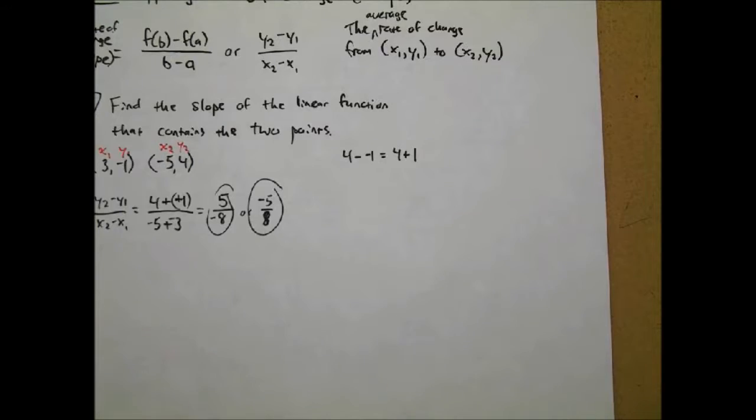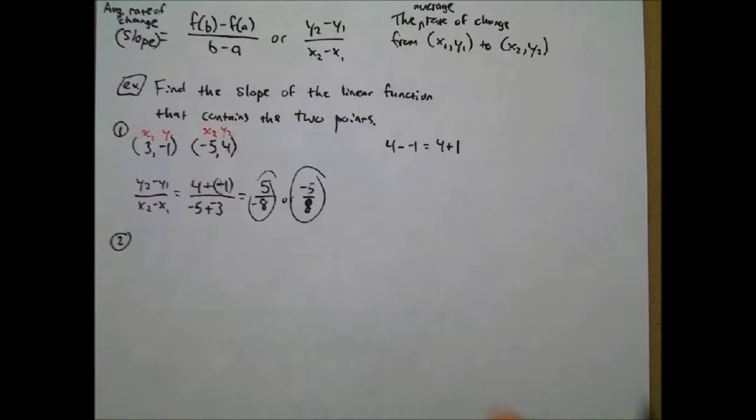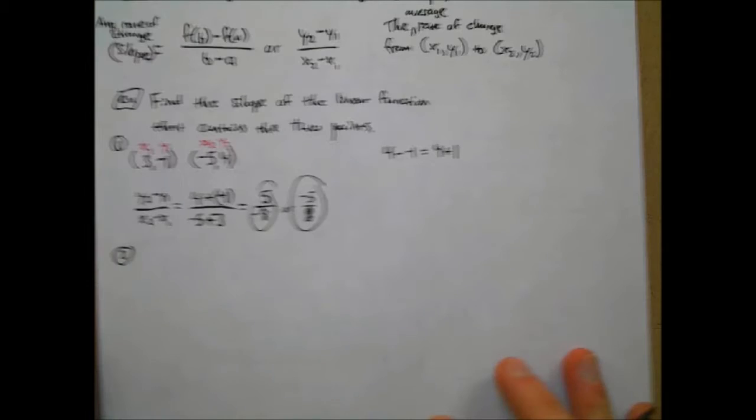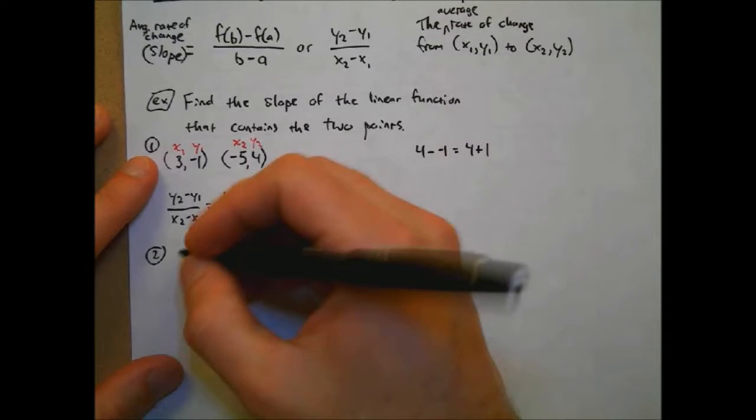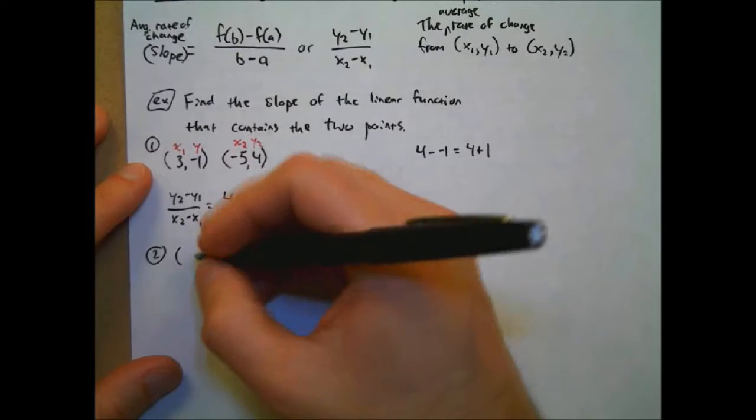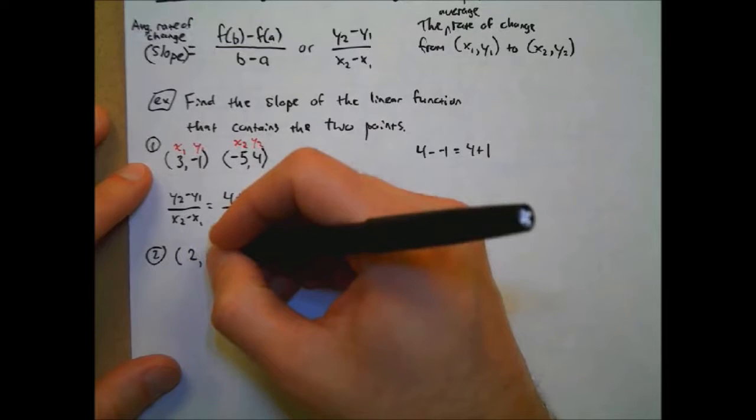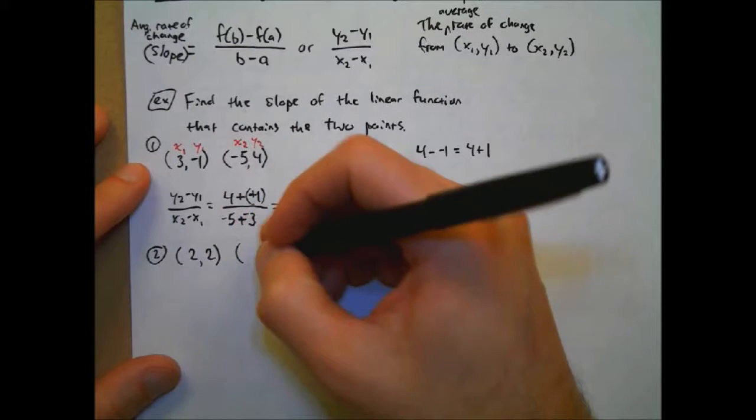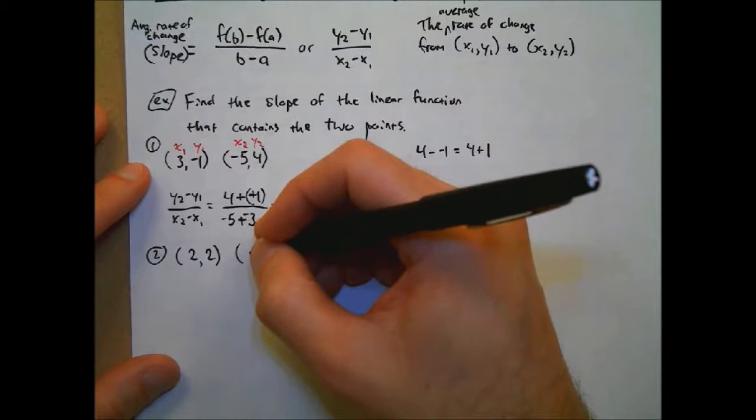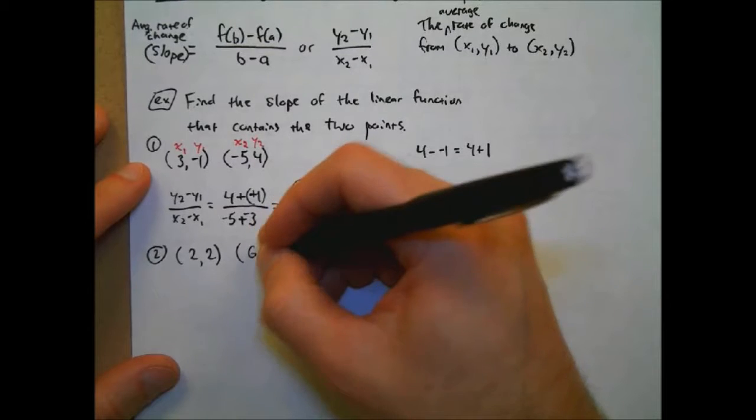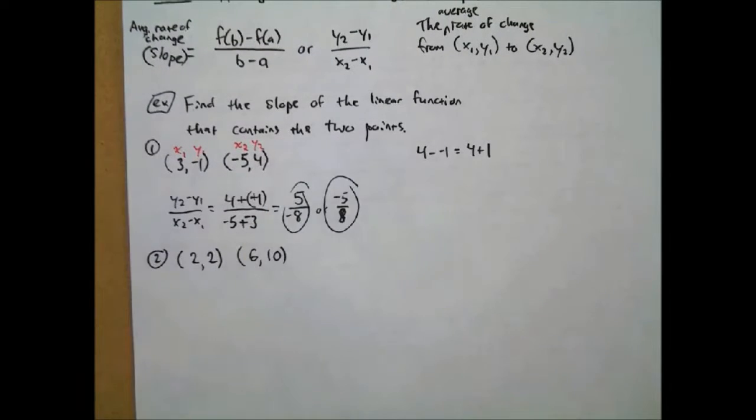All right? So let's try another one here. Are you guys ready to try one? You want to see another one? Okay. Let's do another one together, and then I'll have you try one. All right, let's do 2, 2, and then let's do 6, 10. Okay, like that, 6, 10.